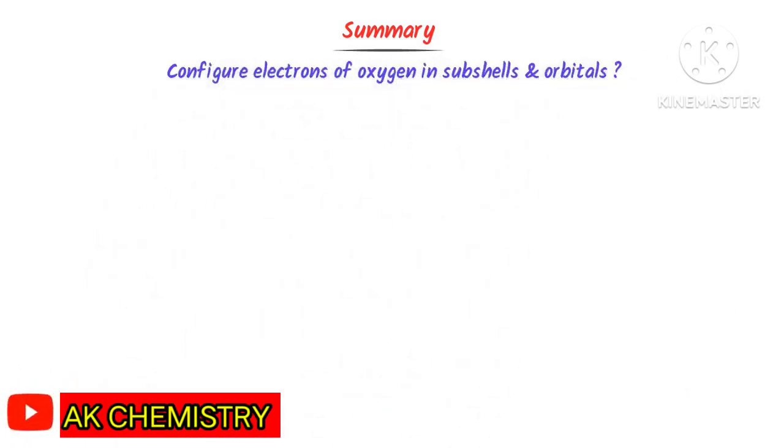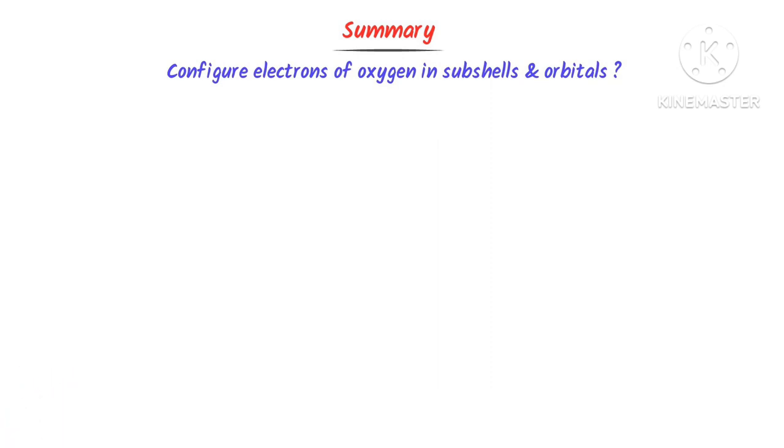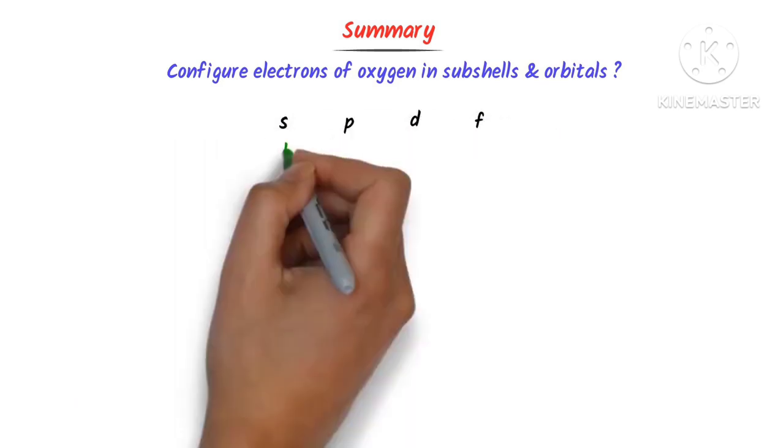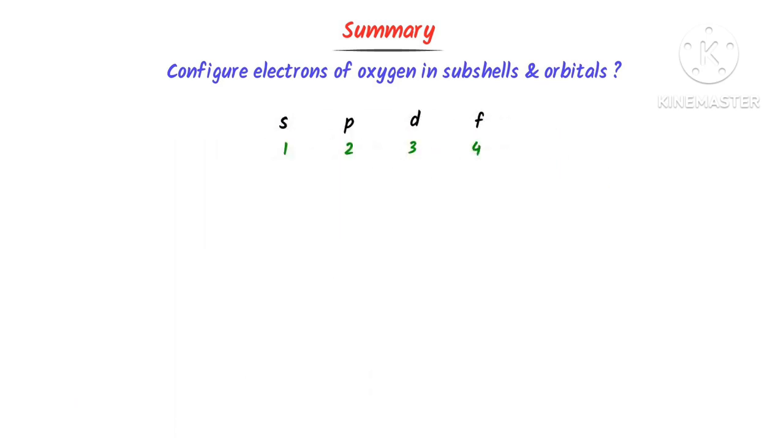Finally, to summarize this whole lecture, let me ask you: configure the electrons of oxygen in subshells and orbitals. Pause the video and try to solve it. Well, I write SPDF and 1, 2, 3. I go from the back side. I write S 2 times, S and S. Then I go from P to S. I write 2 times PS and PS. I start numbering the S subshell 1, 2, 3, 4. I start numbering the P subshell 2 and 3.